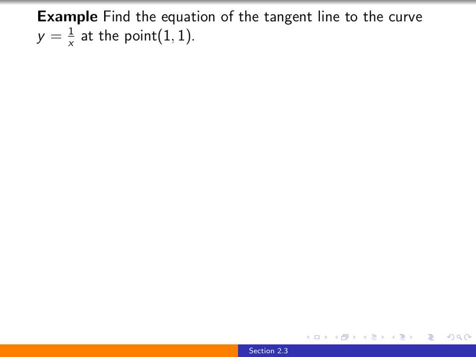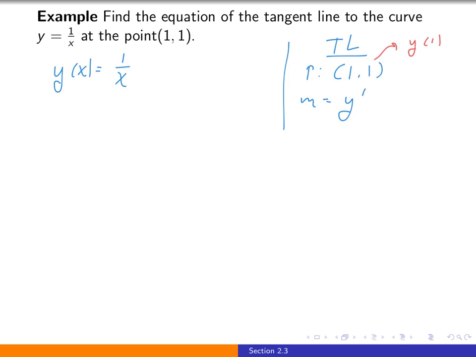So let's apply the same exact procedure here to the curve y equals 1 over x at the point 1, 1. So if we're going to think here of our function being, let's call it y of x this time, 1 over x. In order to write down the equation of that tangent line, we need the point on the line, which in this case is 1, 1, where the second 1 is really representing y of 1. And we also need the slope. The slope would be the derivative evaluated at the x-coordinate of this point, so y prime of 1.